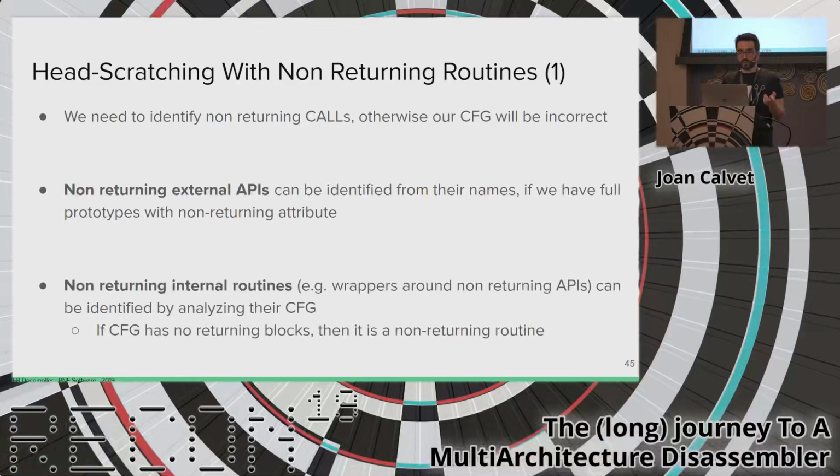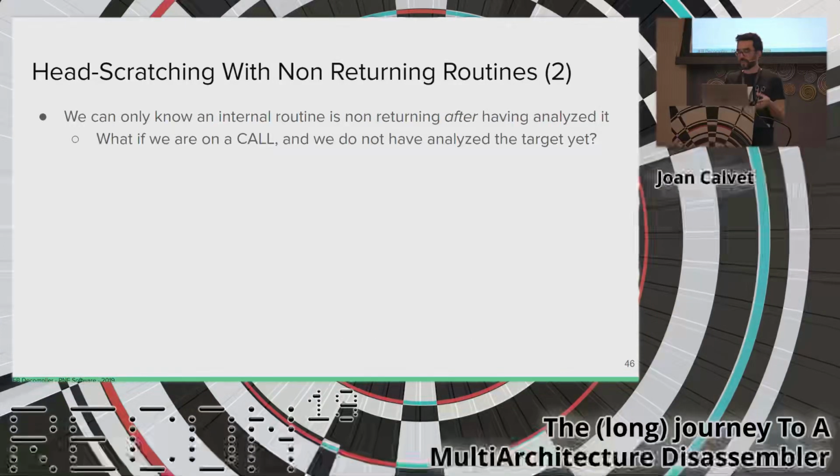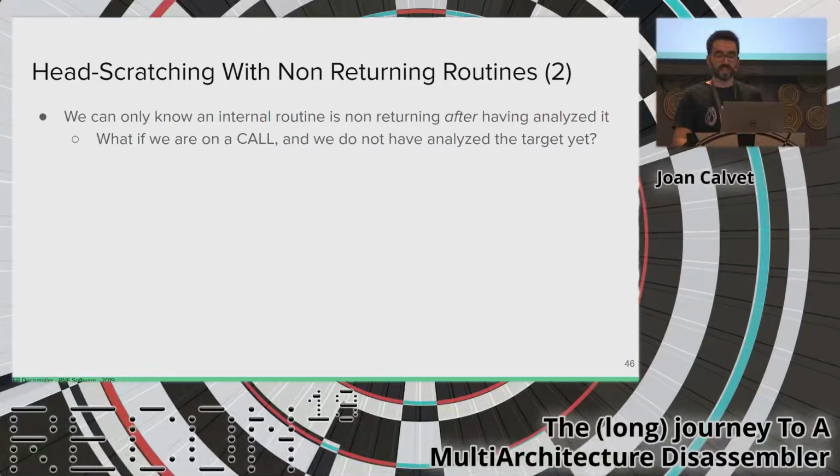Now, for the non-returning internal routines, for example, imagine a wrapper routine simply calling a non-returning API, we need to analyze the graph, the control flow graph. And if the graph has no way to go out, no returning blocks, then it is a non-returning routine. And this last point brings an interesting situation. We can only know an internal routine is non-returning after having analyzed it.